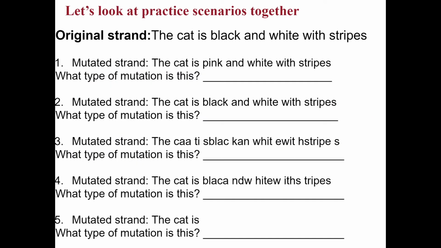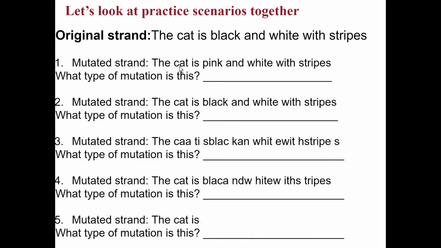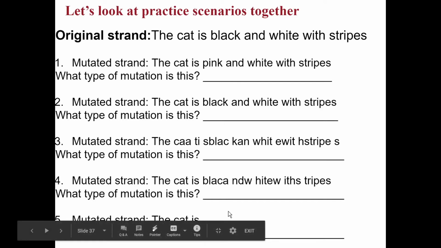All right, so for this part, I'm going to ask you to pause the video and we're going to try to answer these. The original strand is "the cat is black and white with stripes," and this is the mutated strand, "the cat is pink and white with stripes." Can you determine what type of mutation this is? I want you to go through all of these as best you can and try to figure that out, and then we're going to go over it together. So you're going to pause the video, do that based on what we just talked about, and then we'll go over it.